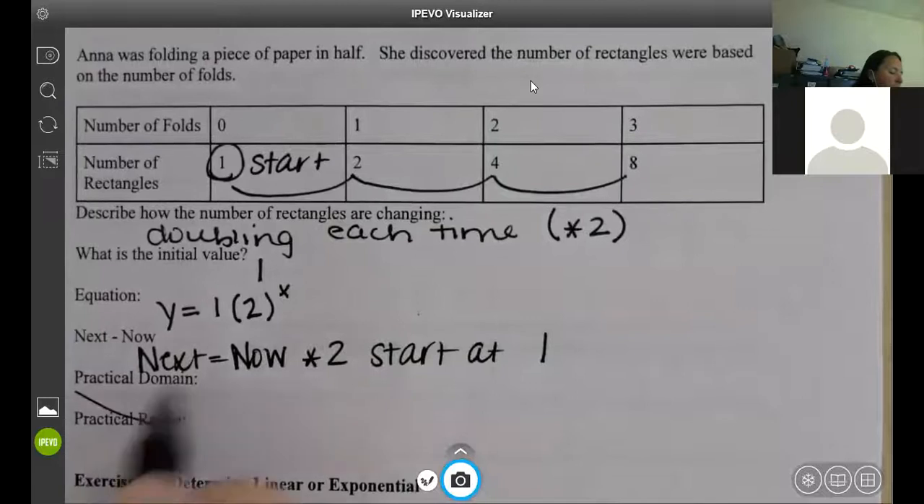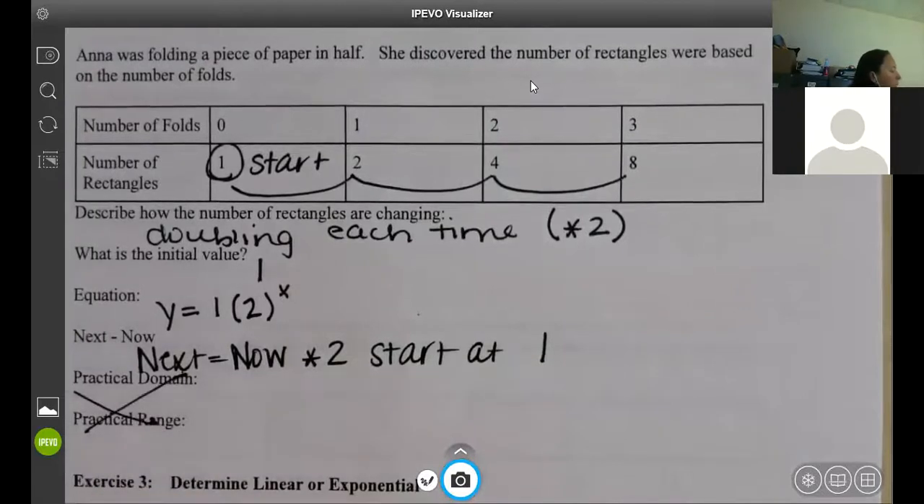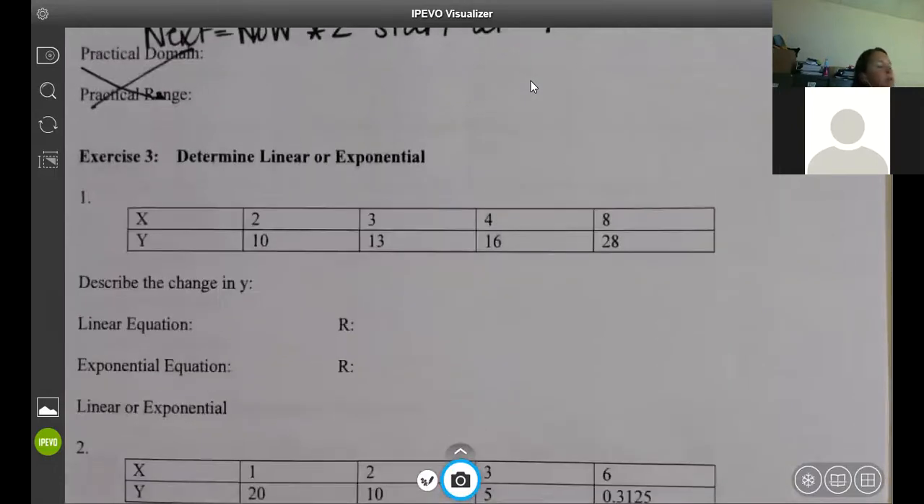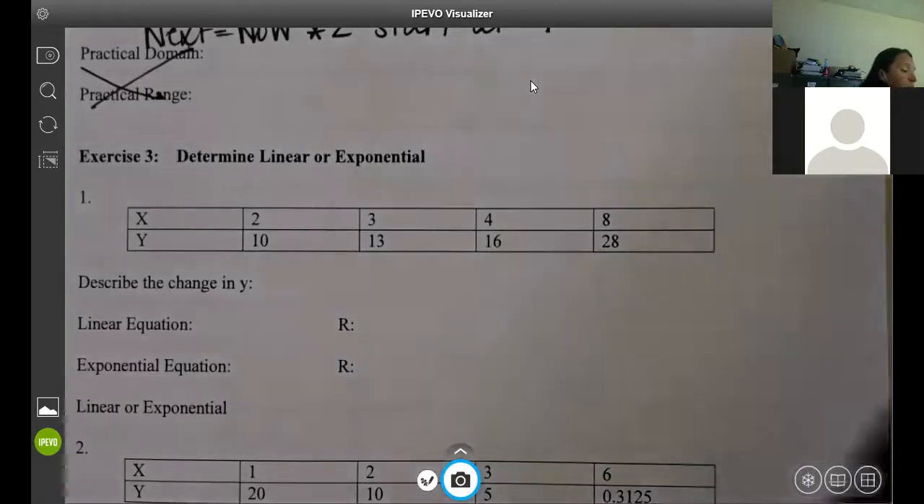Don't worry about practical domain and practical range. All right, so now this is where it gets a little more complicated. I'm going to show you two ways. I'm going to show you on your calculator, which most of you have on your phone, or I'm going to show you on Desmos. So if you don't have your phone, you have it there. Desmos is a lot harder to do than your calculator, okay? Desmos is a lot harder.